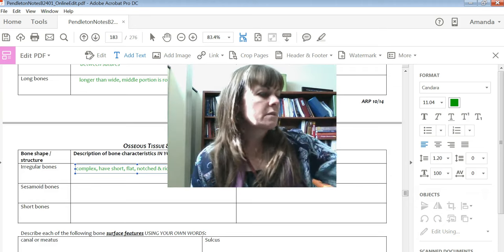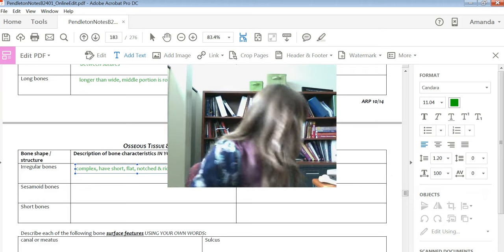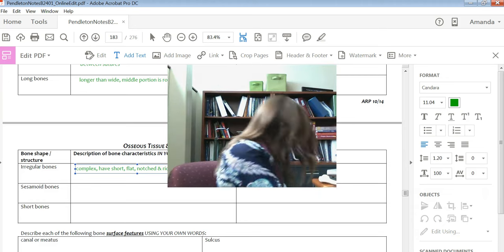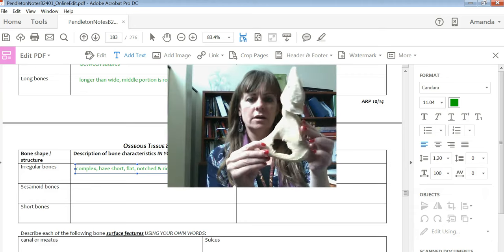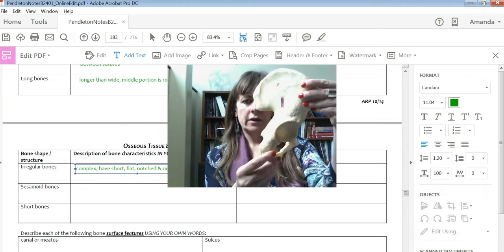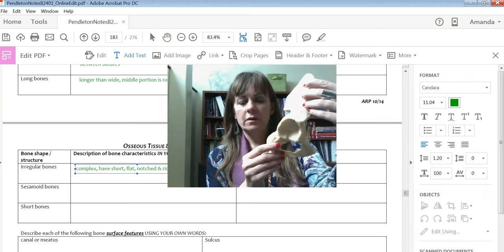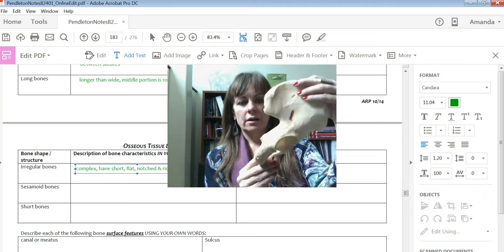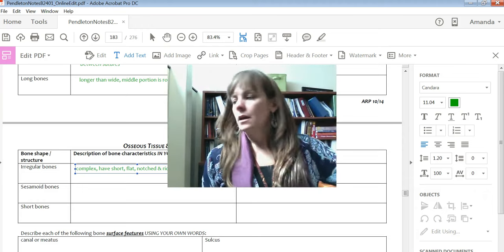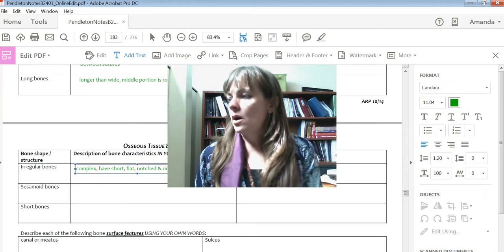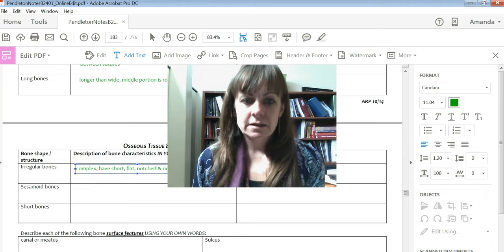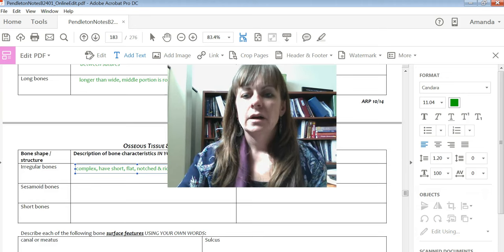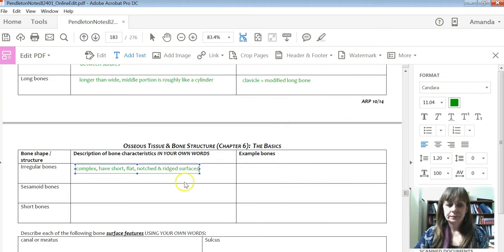Similarly, we're going to find irregular bones in the pelvis. Here is one of our hip bones. This helps make up our pelvis, our pelvic girdle. You can see it's very irregularly shaped. Those are going to be some of the best examples of irregular bones.